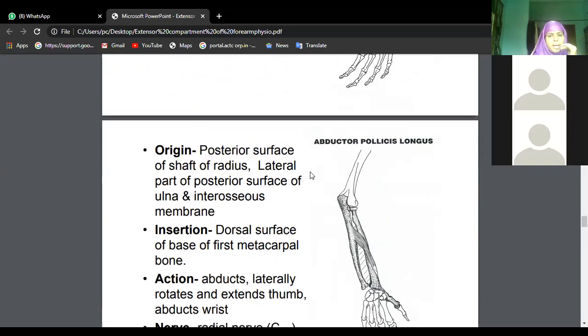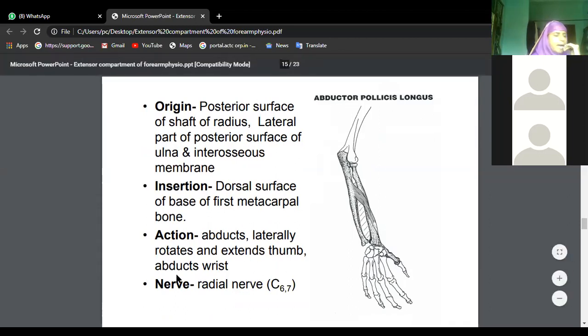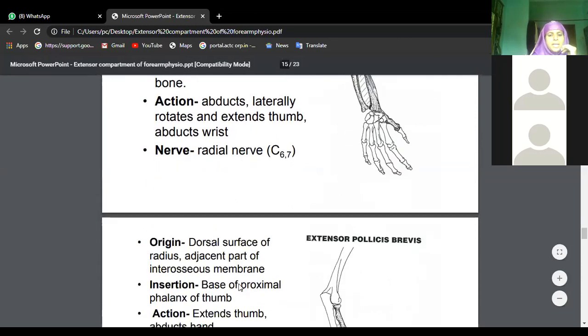And we have abductor pollicis longus. From this picture, you can make out where it is coming from: the posterior surface of the radius, the lateral part of the posterior surface of the ulna, and the interosseous membrane. Where is it inserted? Into the base of the first metacarpal bone. Abductor means it brings about abduction of the thumb. It abducts, laterally rotates and extends the thumb, and abducts the wrist joint. Nerve supply is the radial nerve.